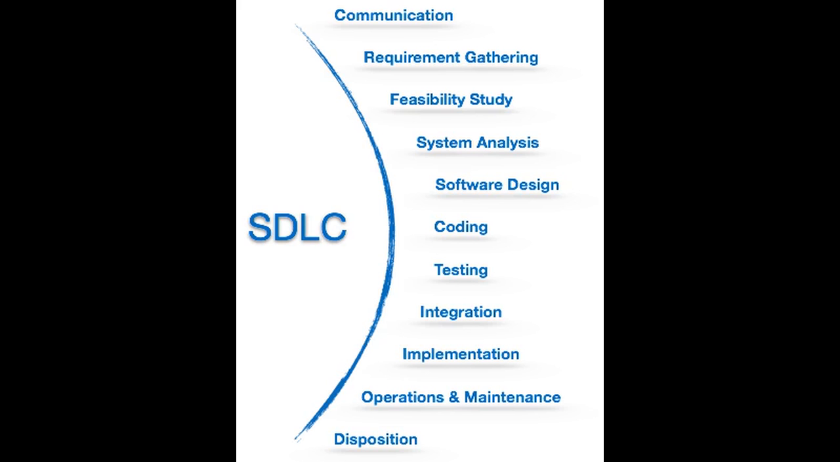Six. Coding. This step is also known as programming phase. The implementation of software design starts in terms of writing program code in the suitable programming language and developing error-free executable programs efficiently.